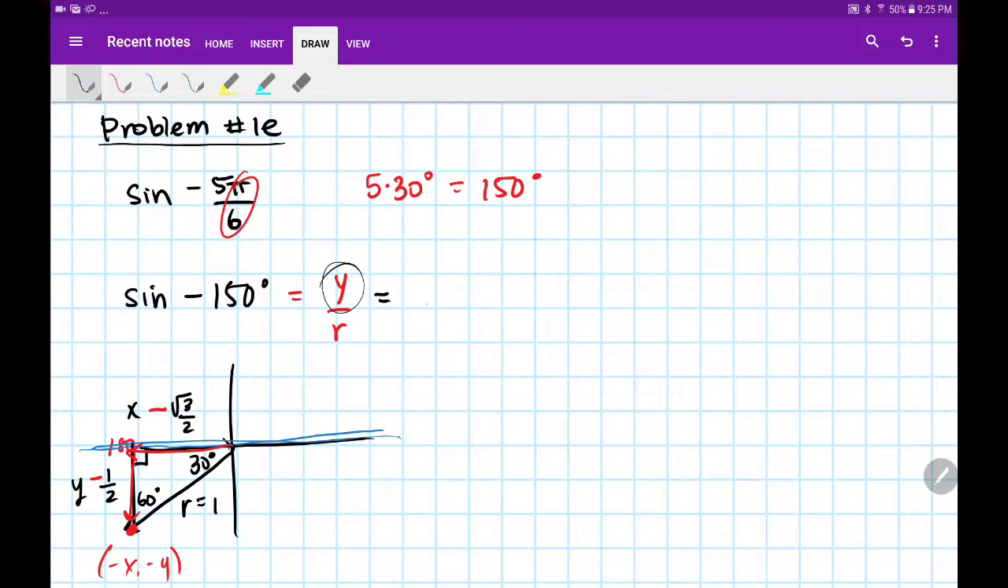I can just pull from that information to substitute. Instead of y, I'm going to write negative 1/2. And then instead of r, we're writing 1. And hey, we just went over this. Anything divided by 1 is just itself. So the answer is negative 1/2.